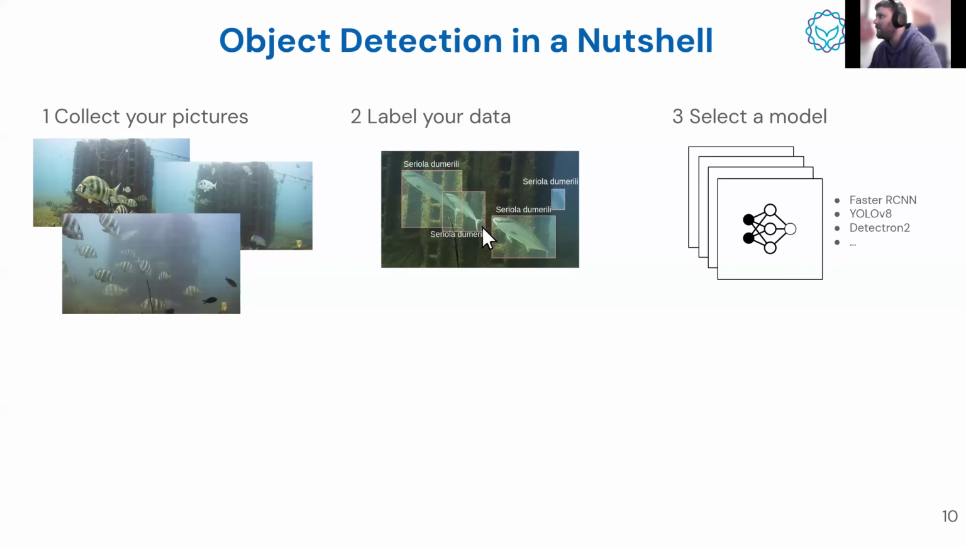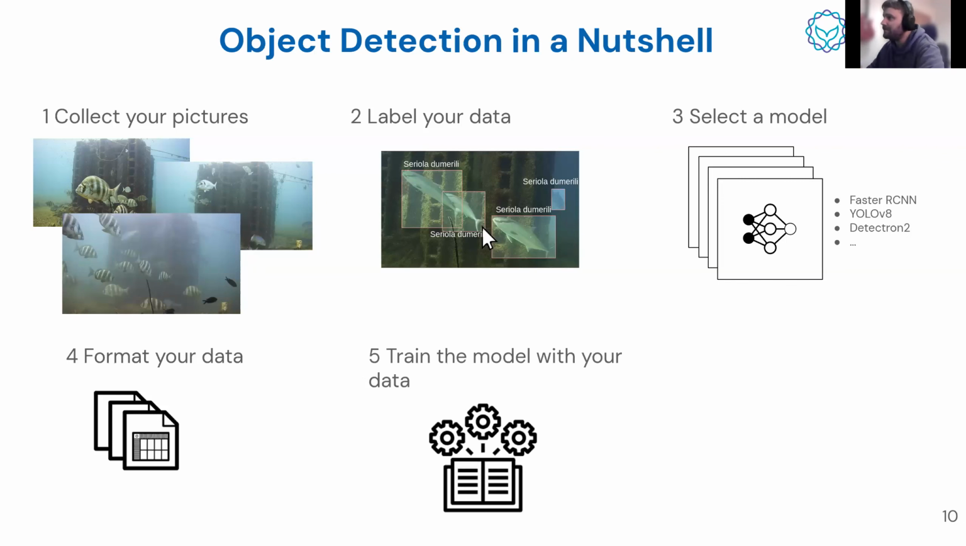But anyway, somehow you have to select a model, and then of course you need to format your data, because every model expects data in a slightly different way. So for sure you will have images, for sure you will have labels, but some of them are labeled as TXT, some as XML, whatever. So you need to convert your data to what the model is expecting.